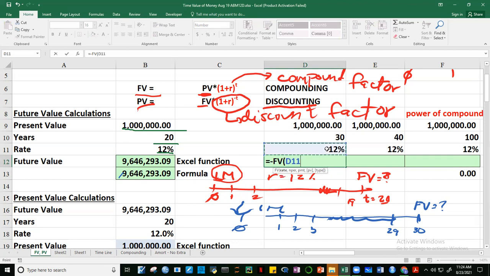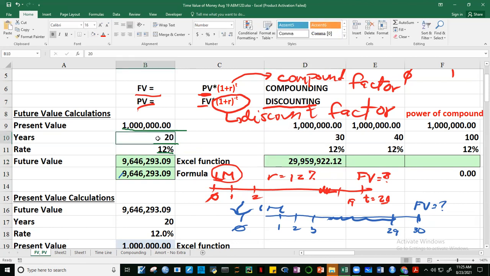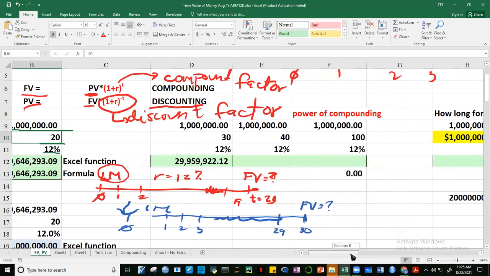Again, the rate is 12%, comma, NPER is 30 years, comma, this is not an annuity, ignore the PMT, comma, the present value is 1 million. And then yung dulo, yung type, ignore it kasi the type refers to the annuity, control enter. So it's 29,959. So kita niyo guys, yung laki ng pagtaas, no? Ang tawag diyan, the power of compounding.